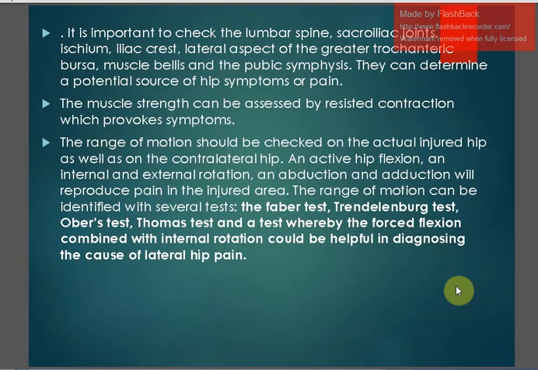The range of motion can be identified with several tests like the Faber test, Trendelenburg test, Ober's test as we have discussed now, Thomas test, and the forced flexion combined with internal rotation could be helpful in diagnosing the cause of lateral hip pain.